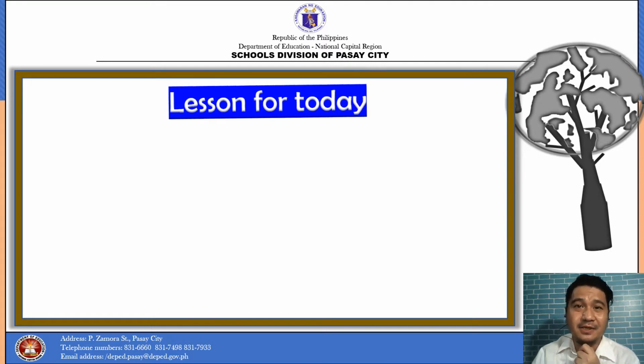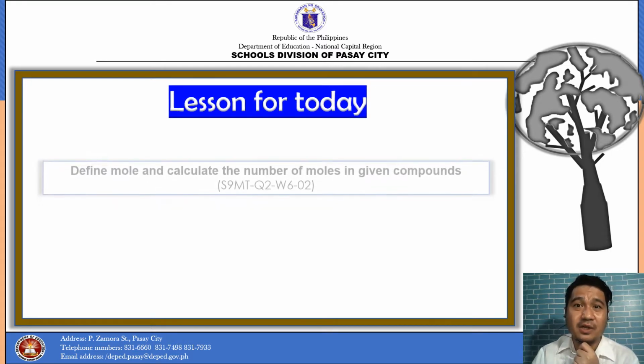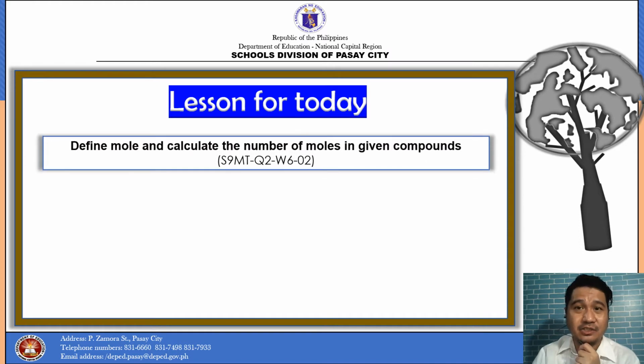For this lesson, our most essential competency is to define mole and calculate the number of moles in given compounds with the code S9MT-Q2-W6-T2.